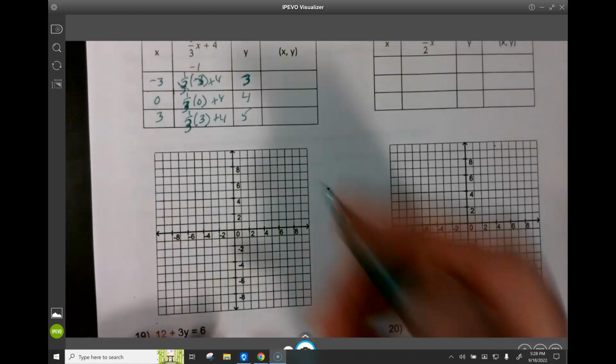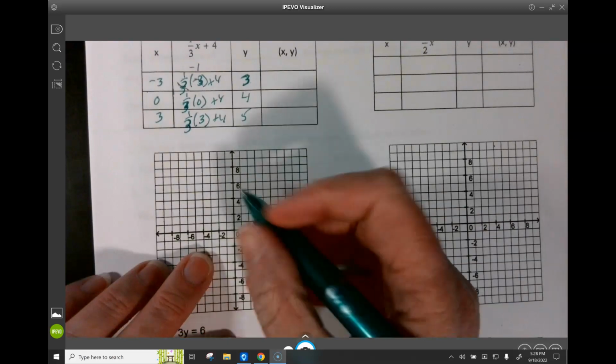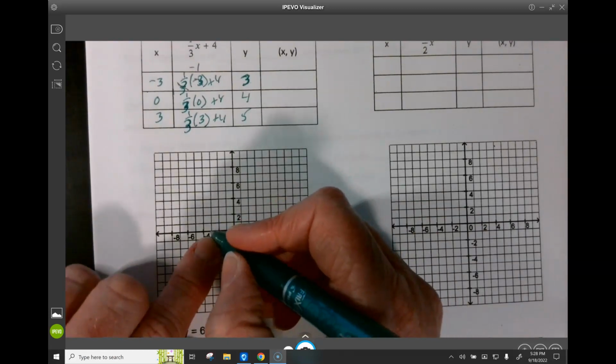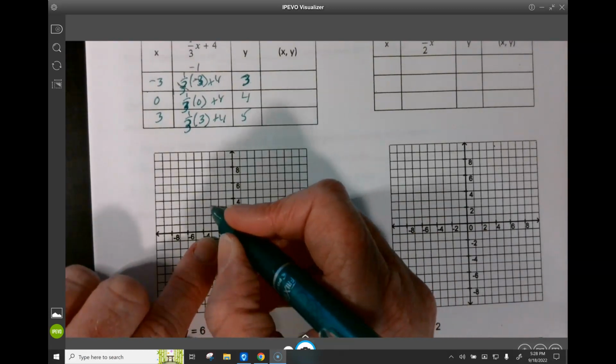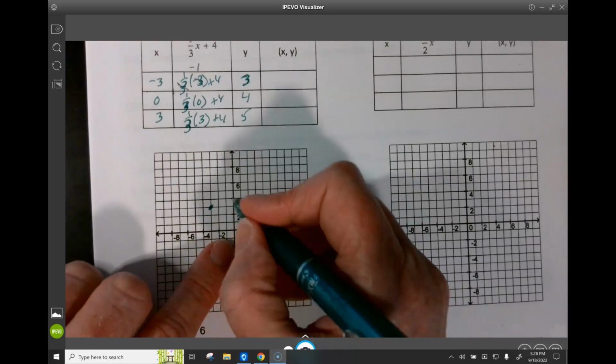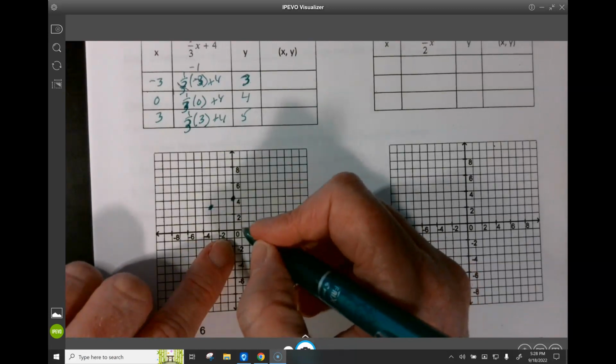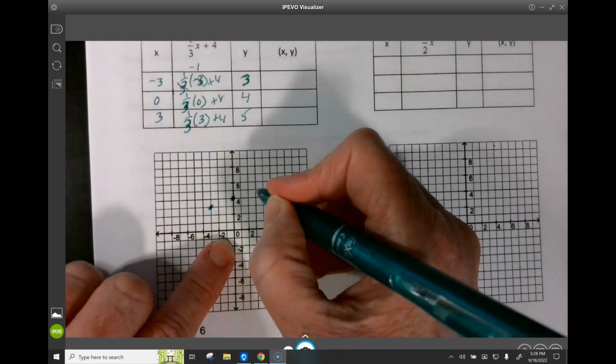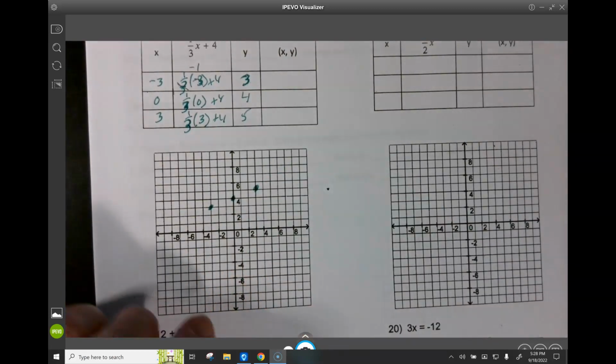And let's plot those points. -3. This graph's a little confusing as far as I'm concerned. 0, 4, and 3, 5. And once again, nice little line there.